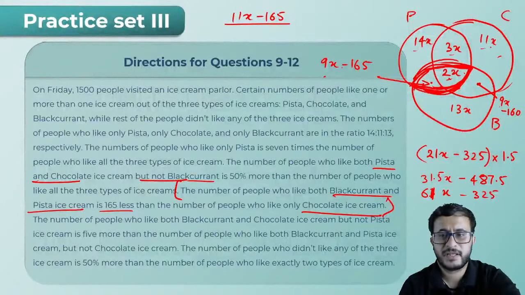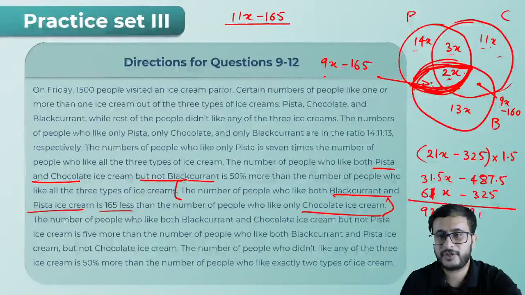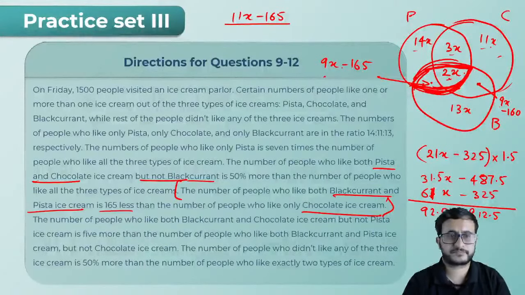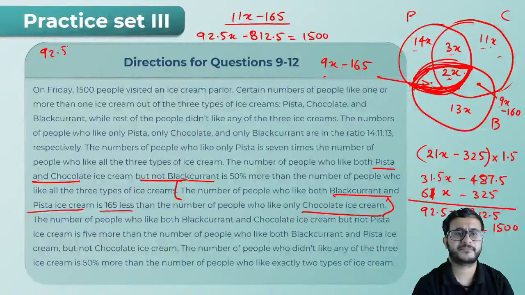Adding all of these, you will get 92.5x minus 812.5, that is equal to 1500. So the equation will be 92.5x minus 812.5 is 1500. So you will get 92.5x is equal to 2312.5. So 92.5 into 25 is 2312.5, and 90 into 25 is 2250. So you will get x is equal to 25.